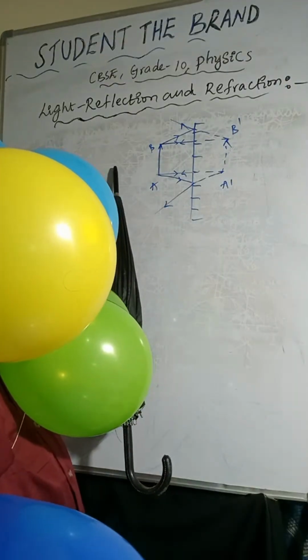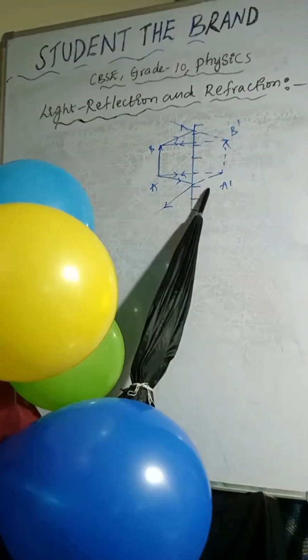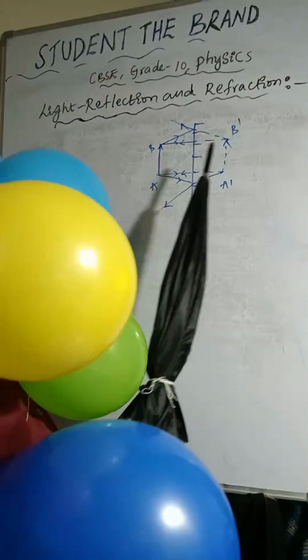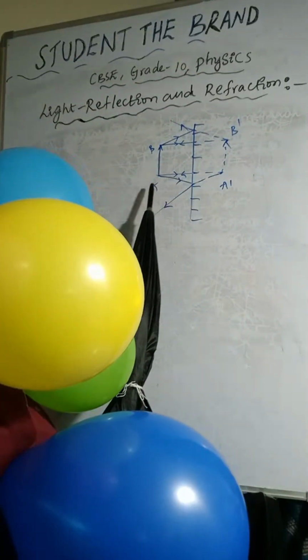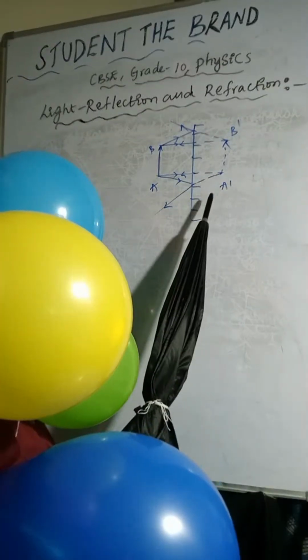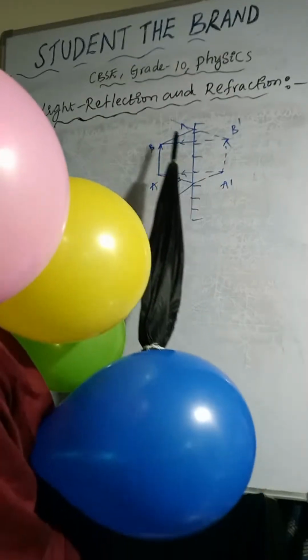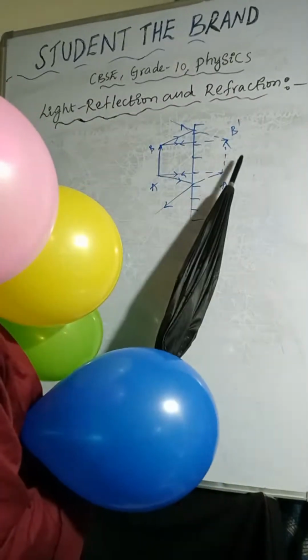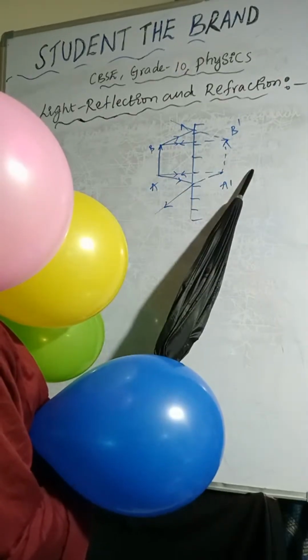And one more thing, object distance. The distance between object and mirror is called object distance. The distance between mirror and image is called image distance. So object distance is equal to image distance, and height of the object is equal to height of the image, and also it forms lateral inversion.